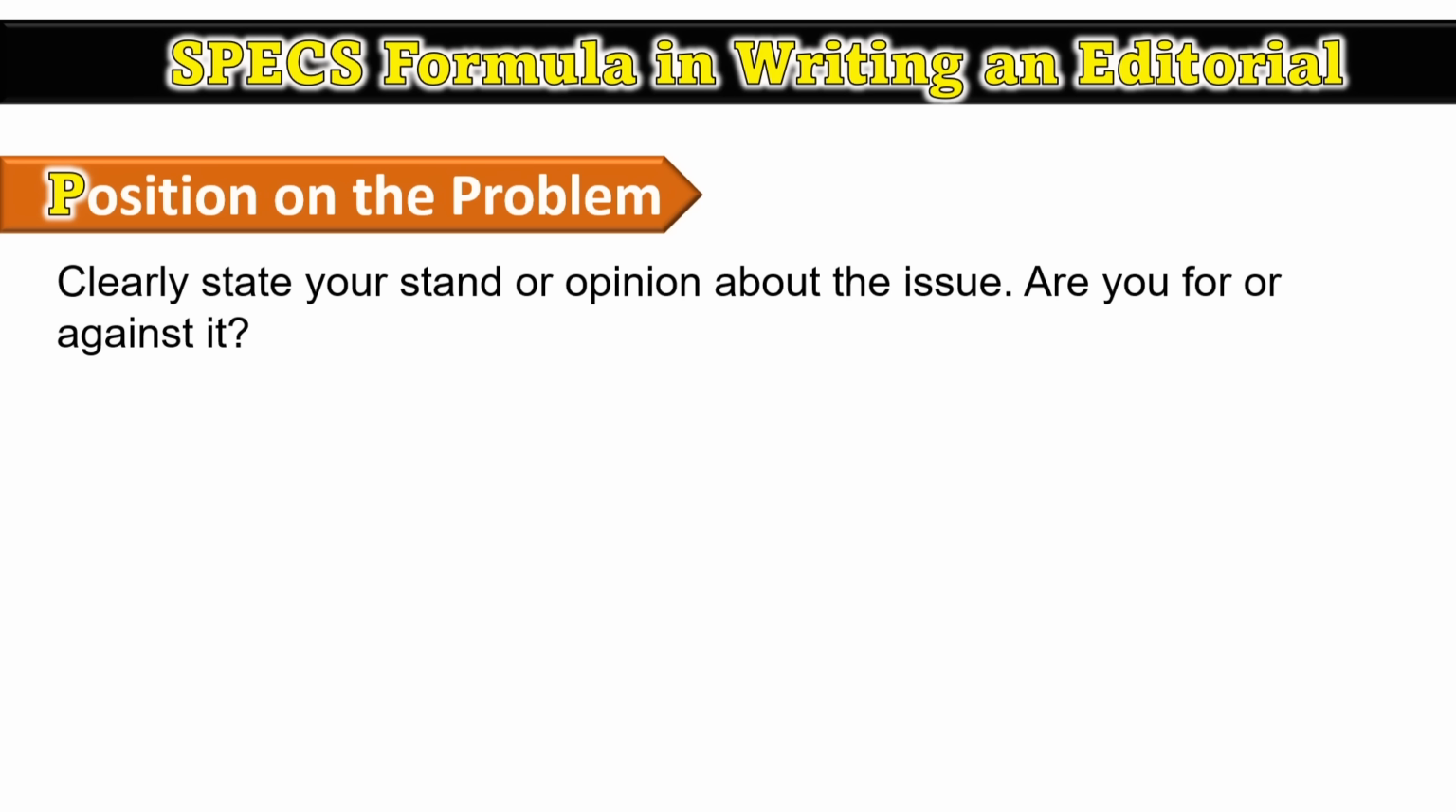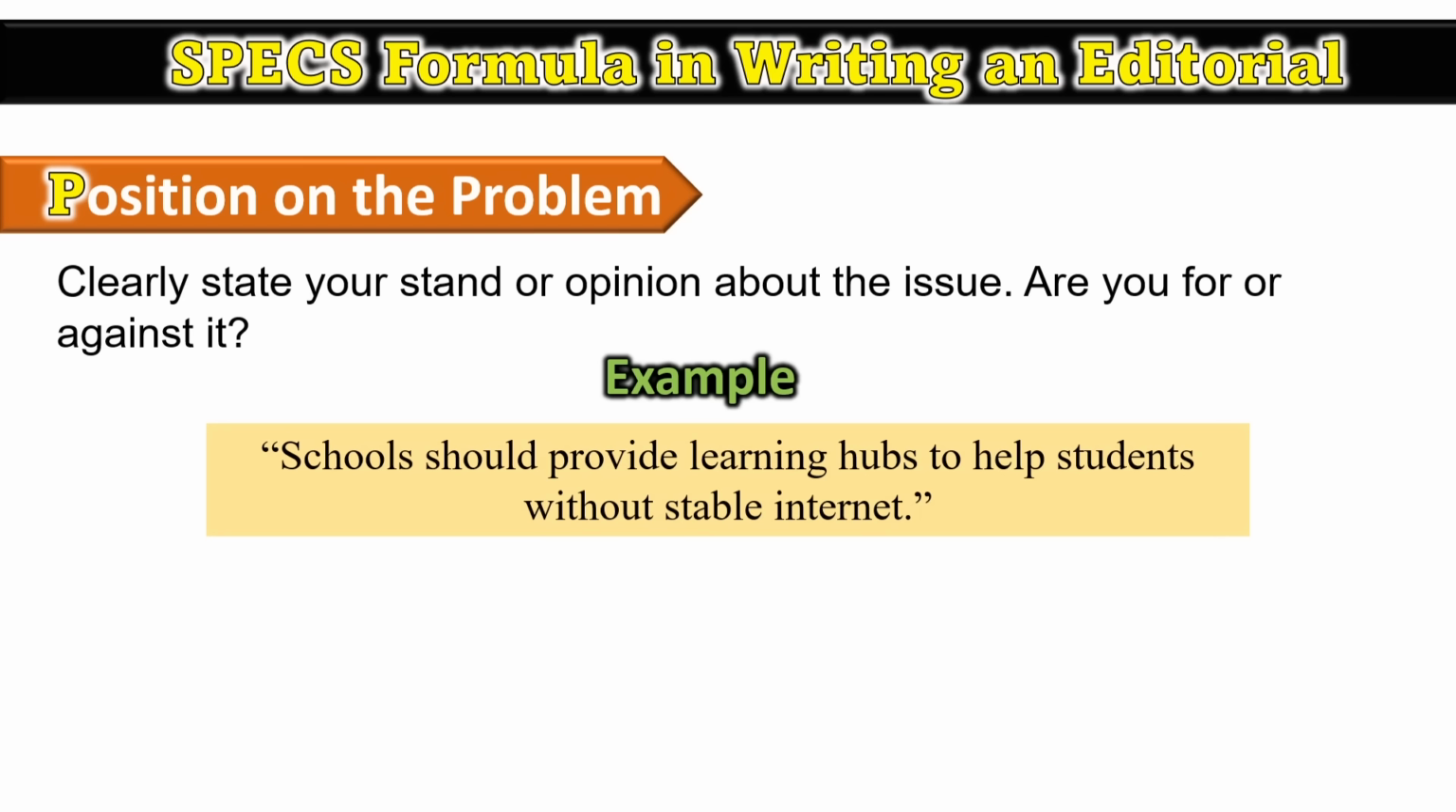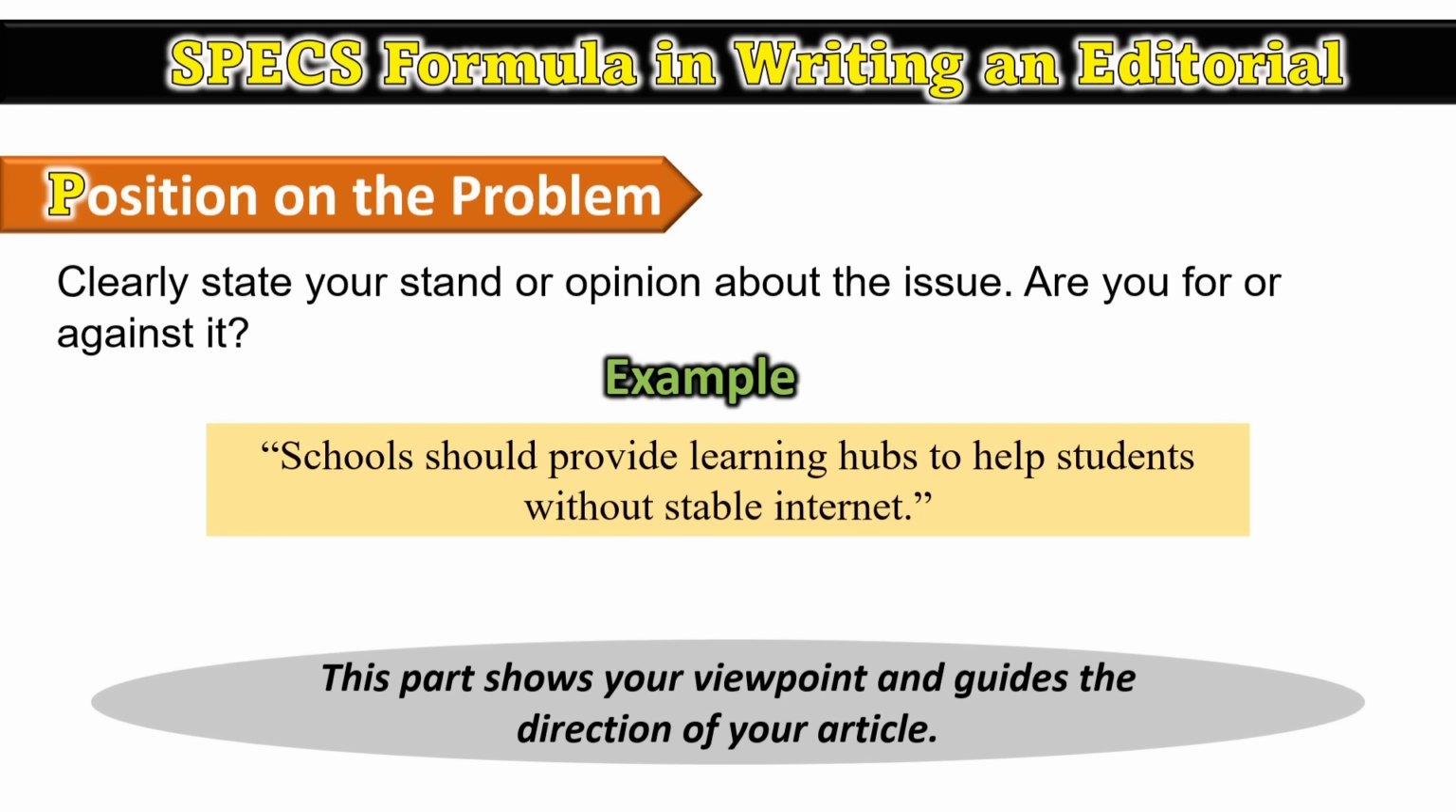P. Position on the problem. Clearly state your stand or opinion about the issue. Are you for or against it? For example, schools should provide learning hubs to help students without stable internet. This part shows your viewpoint and guides the direction of your article.